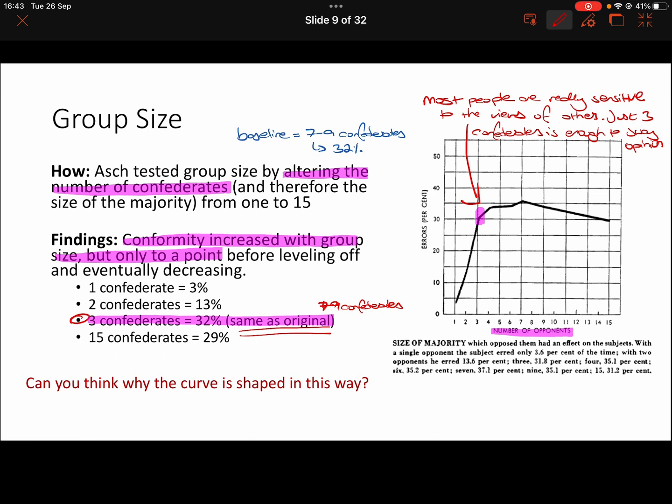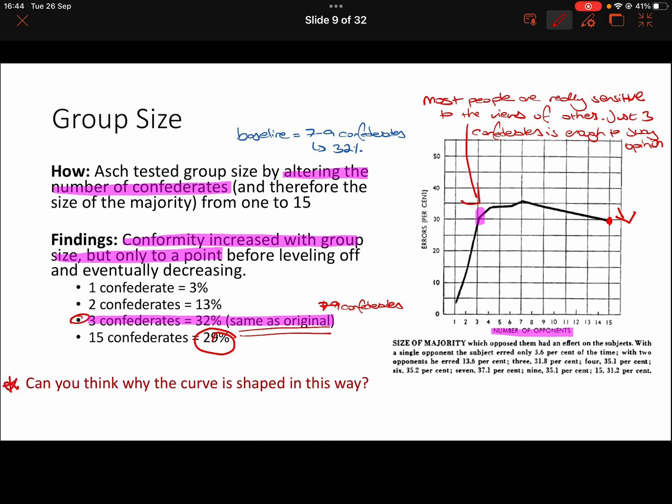At the other extreme, we can see that actually, when the group size gets too large, for example, here, conformity starts to decrease. Now, why is that? Why might we see conformity begin to decrease when there are more Confederates, when we have 15 rather than 3 or 9? What's going on?